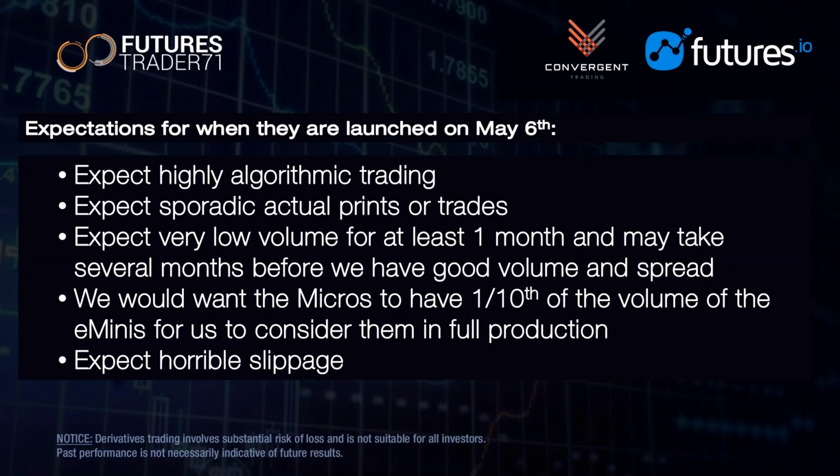And there's additional risk at the beginning. Expect very low volume for at least 1 month. It may take several months before we have good volume and a decent spread. The S&P is a 1-tick spread. We may see 3-4 ticks on a spread in the micros. We'll see. We would want the micros to have about 1/10 of the volume of the E-minis for us to consider them in full production.